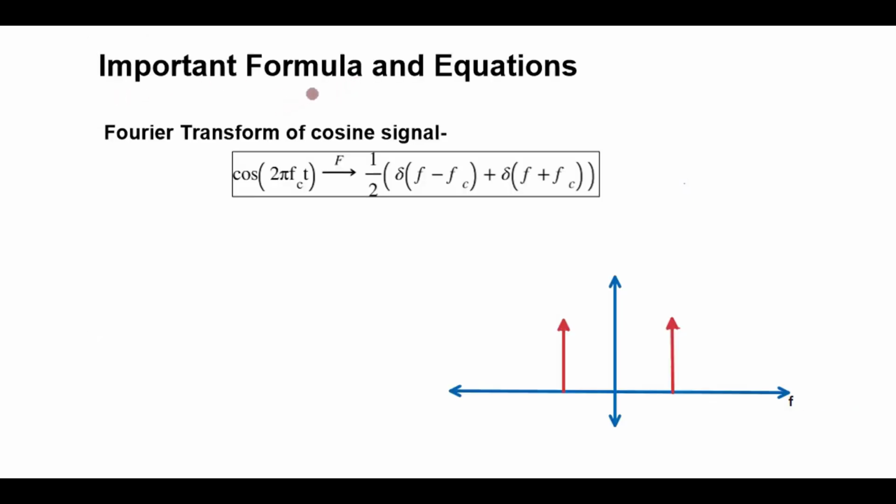Some important formula we will require in this question is the Fourier transform of a cosine signal, which can be written as 1/2 times [δ(f − fc) + δ(f + fc)], where δ is the impulse function. The frequency spectrum of a cosine signal can be shown as two impulses at plus fc and minus fc respectively, each having an amplitude of half.